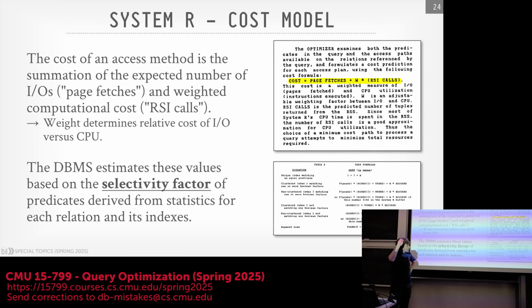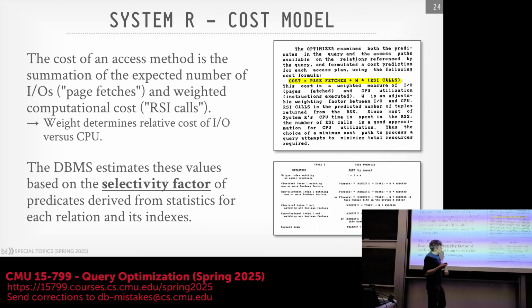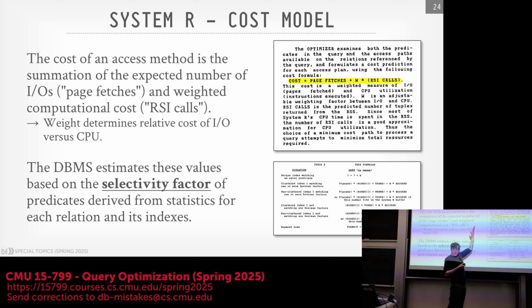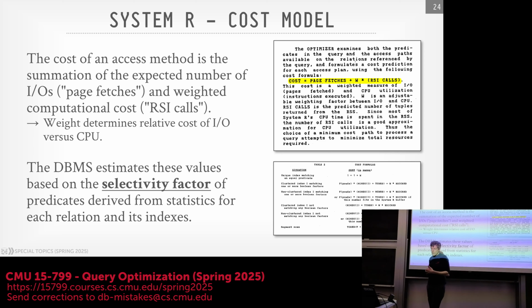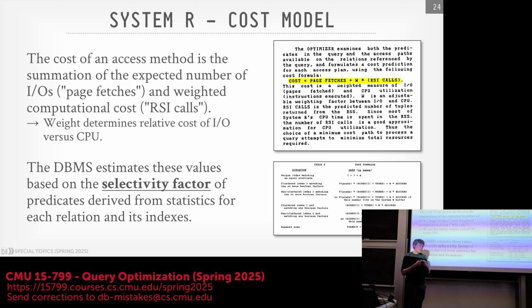And the way they're going to compute this cost is through this really simple cost function, where cost equals the number of page fetches, which is the amount of I/O I expect to do, plus some weighted factor of what they call RSI calls. That's just a proxy to represent the amount of CPU work you're going to do. Because as the paper says, in their evaluation of the system, they find most of the time is being spent on the execution layer, doing the lookups. So that's a good way to determine how much CPU you're going to do.